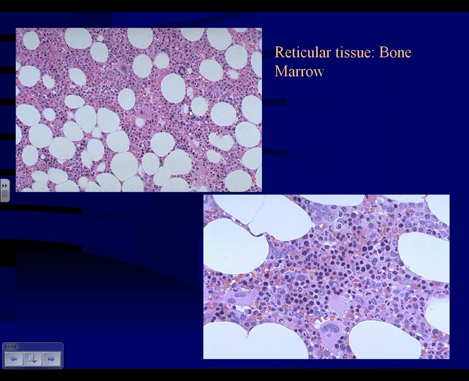And so as you age, most of your bone marrow turns fatty. So in a younger person, they're going to have more cells and less fat. And as they get older, they're going to have more fat and less cells. I mean, it kind of makes sense.